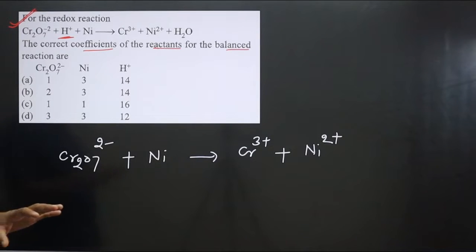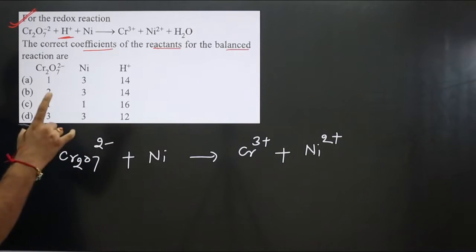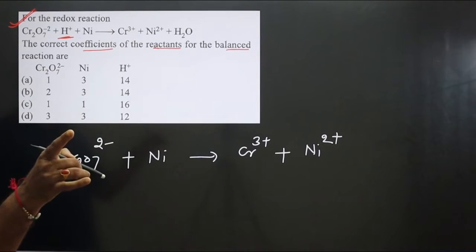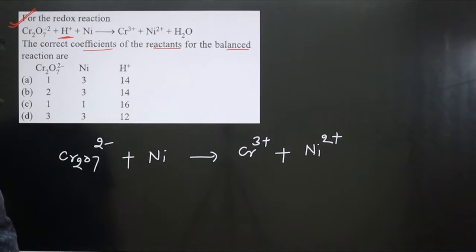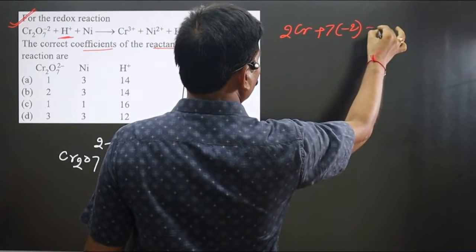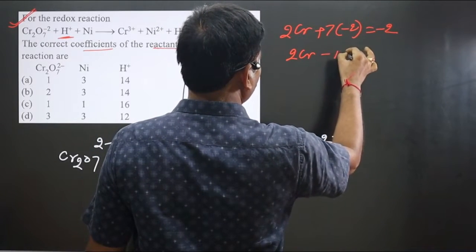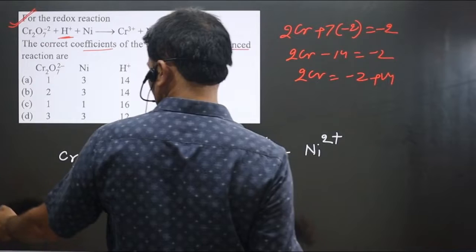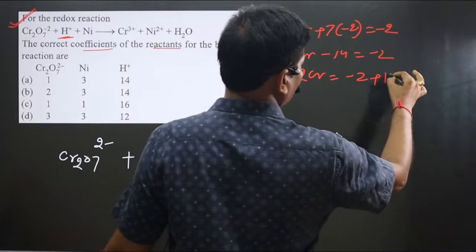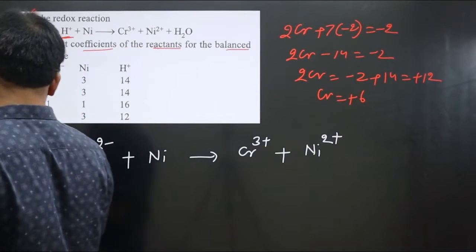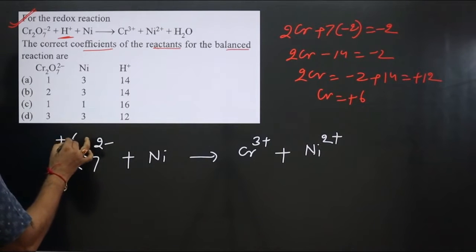Now we can write down the oxidation number of atoms on both sides of the equation. Cr2O7 has 7 oxygens, so 14 minus 2 is there. So 2 Cr is equal to what? Minus 2 plus 14 is equal to plus 12. 2 Cr is equal to plus 12, then 1 Cr is equal to plus 6. You can calculate it also: 2 Cr plus 7 times minus 2, each oxygen being minus 2, is equal to minus 2. Then 2 Cr minus 14 is equal to minus 2, so 2 Cr is equal to minus 2 plus 14, which is plus 12. And 1 Cr is present in plus 6 oxidation number.